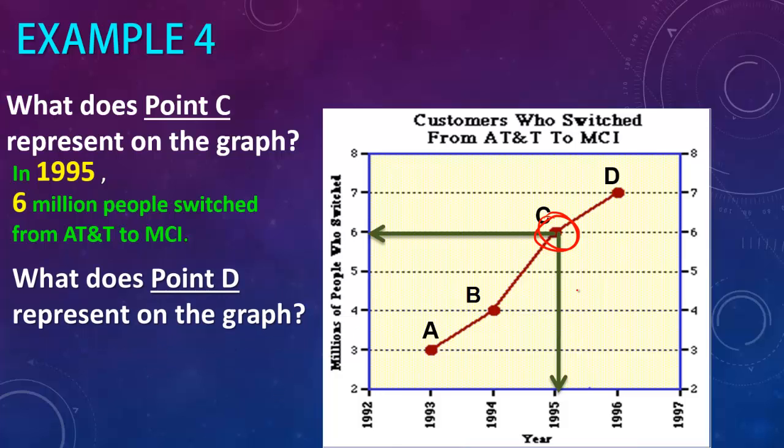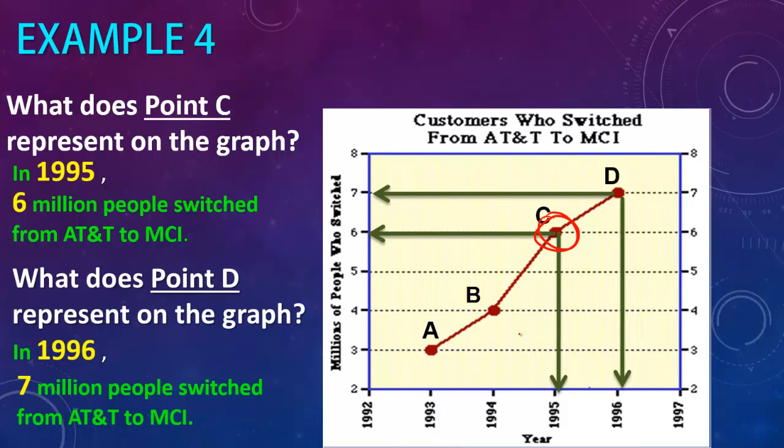Okay, so what does point D represent on the graph? Try this one on your own. So pause it here, take a look, see if you can figure it out. Now, if you did, there's point D, goes down to 96. So in 1996, 7 million people switched from AT&T to MCI.